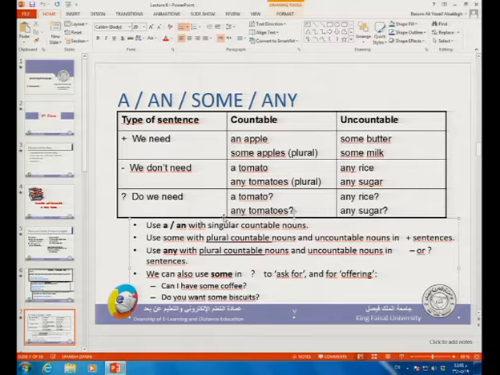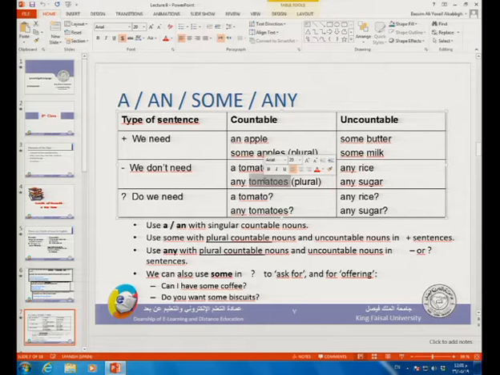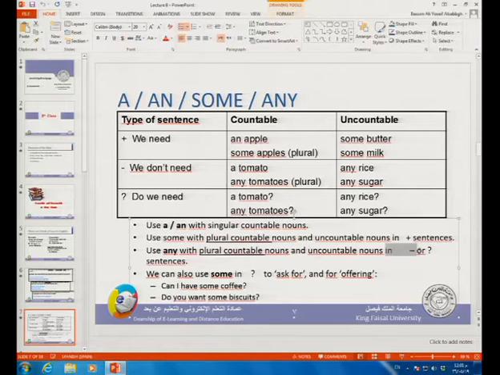So we can say that we use a or an with singular countable nouns, an apple, a tomato. Use some with plural countable nouns, some apples, and uncountable nouns, some milk, in affirmative sentences. Now use any with plural countable nouns and uncountable nouns in negative sentences. Look at this, negative sentences.